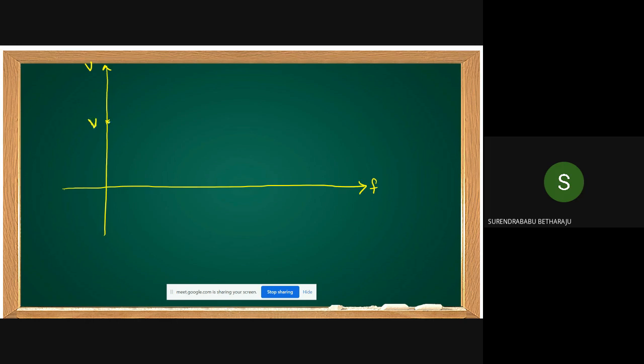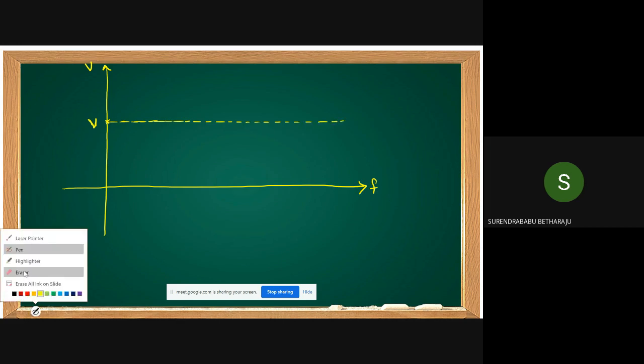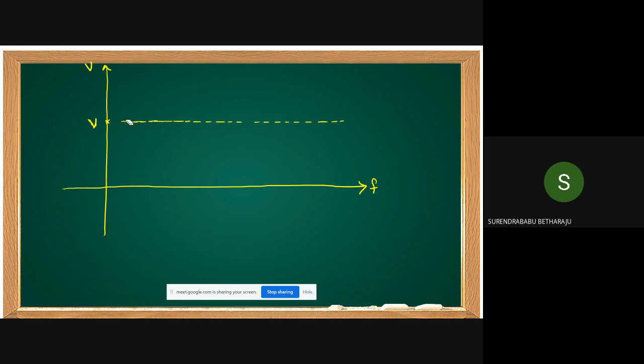We are giving a supply voltage. Let there be no change in the supply voltage. Let this be the constant voltage. That is the meaning: there is no change in the supply voltage.